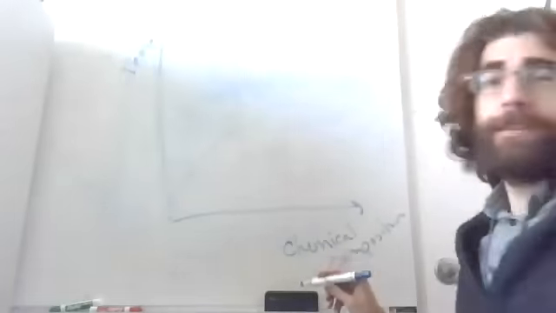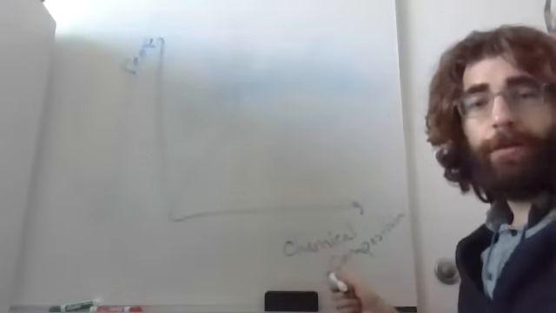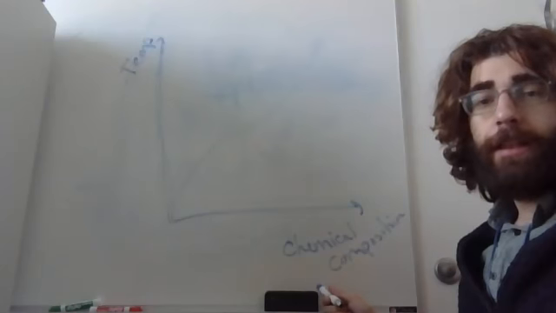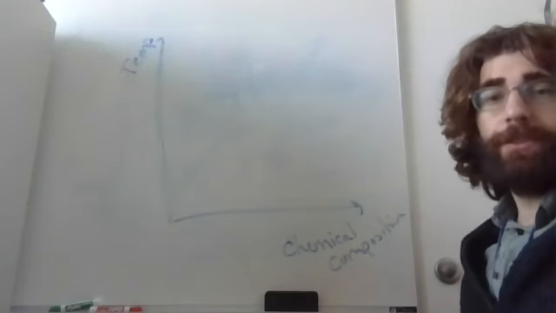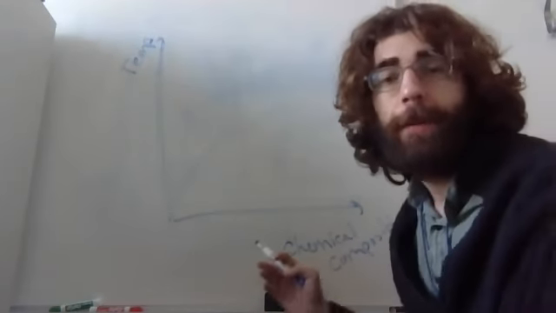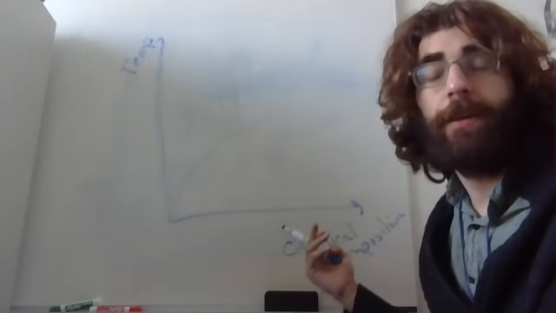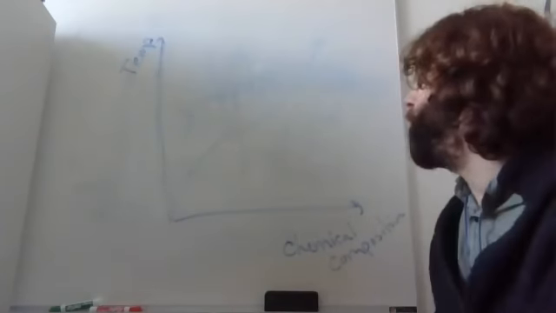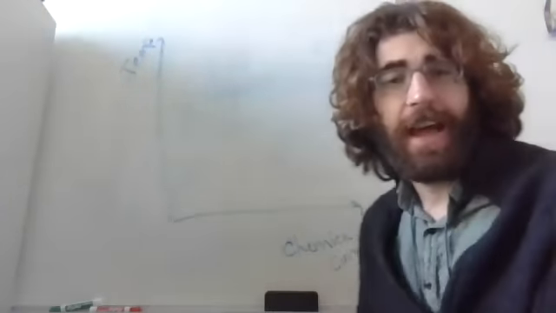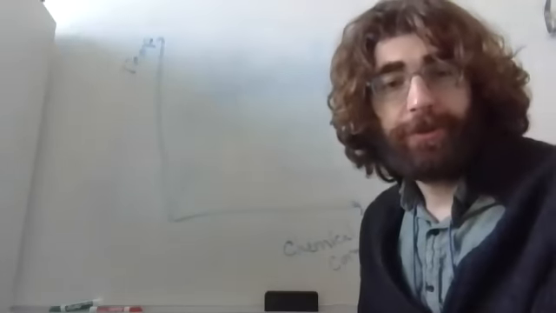So now our axes are temperature and chemical composition. And that's great, right? Because chemical composition we set at the beginning of the experiment, and temperature is very easily controlled in an oven or something.